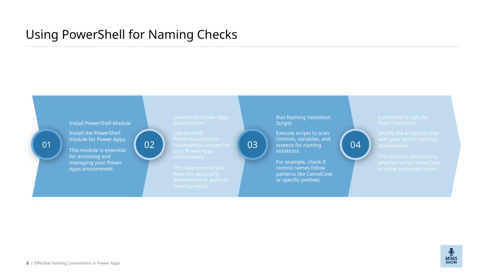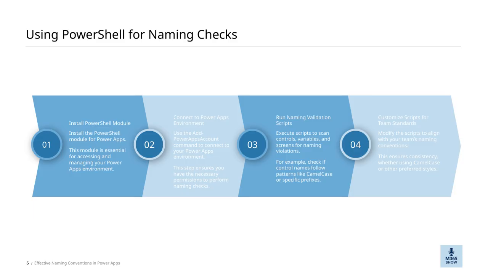After you're connected, you can run scripts that scan your controls, variables, and screens for any naming violations. For example, you might check whether control names follow specific patterns like camel case or if they have the correct prefixes. This helps maintain consistency across your app. You can also modify these scripts to match your team's preferred naming conventions. Whether your team favors camel case, snake case, or another style, customizing your scripts ensures everyone stays aligned.